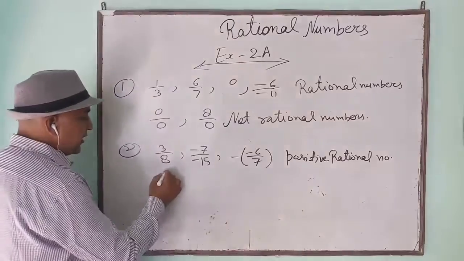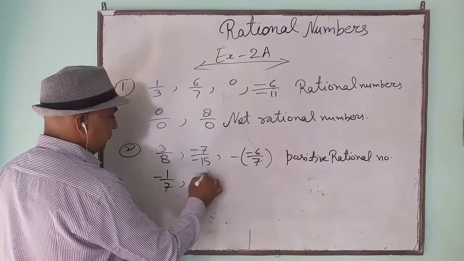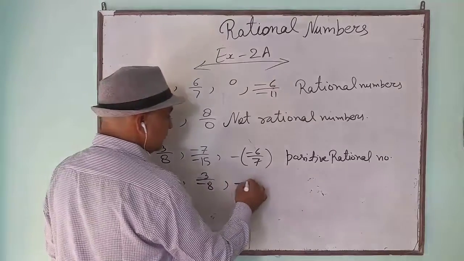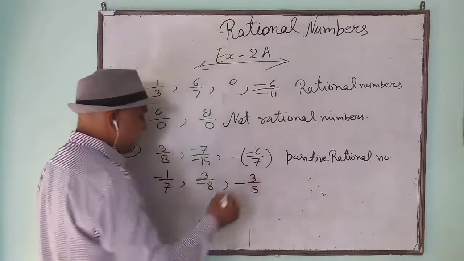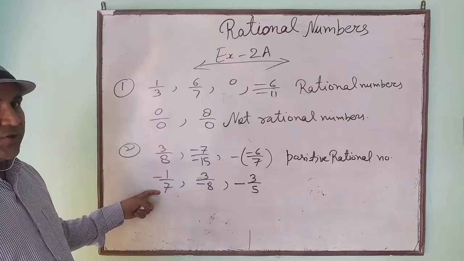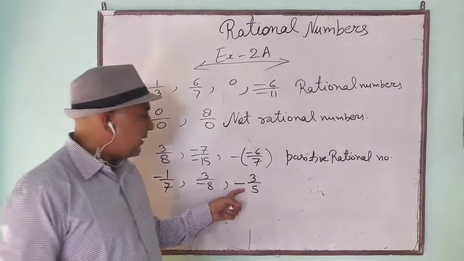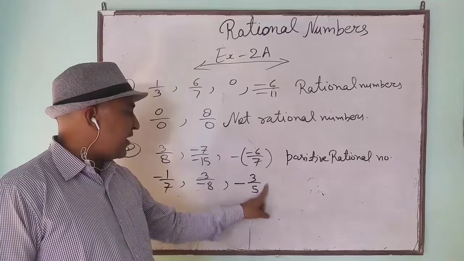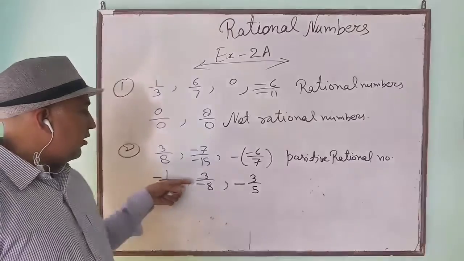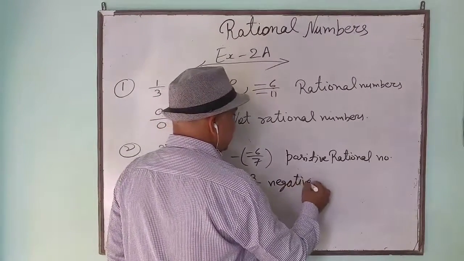Now negative rational number, -1/7, 3/-8, -3/5. See here, numerator is negative, denominator is positive. Numerator is positive, denominator is negative. Here minus is written before 3/5. So actually the whole rational number is negative. That is why all these are the examples of negative rational numbers.